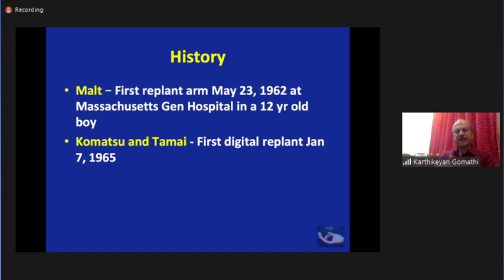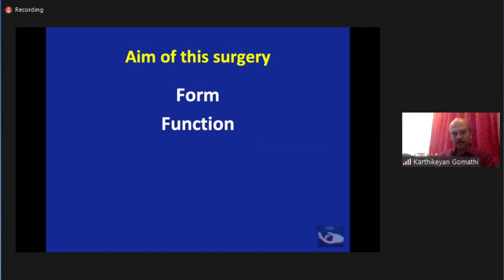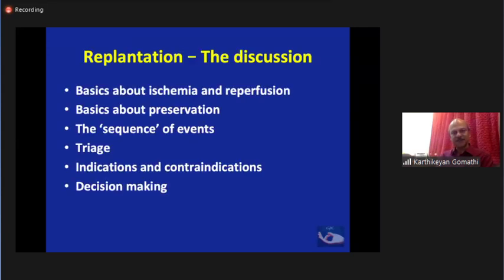After that, the procedure of replantation has been growing by strides, with more innovations, better anesthesia, and better resuscitation. All these have added to the good results. At the outset, let us establish this basic concept: the aim of replantation surgery is not only to attach the hand or whatever part, the part must start functioning. Form and function are both a part of the aims of this procedure.